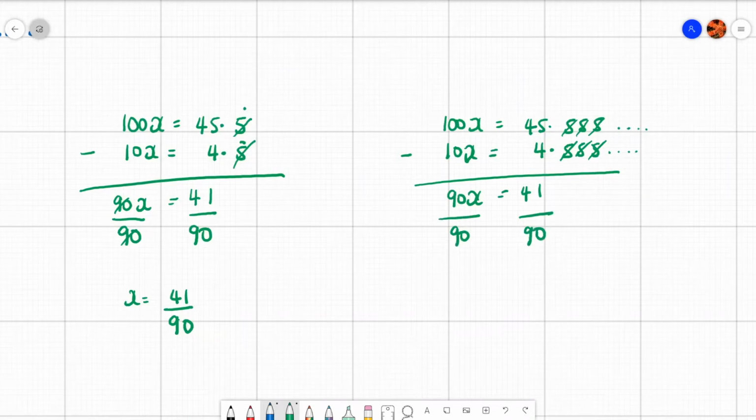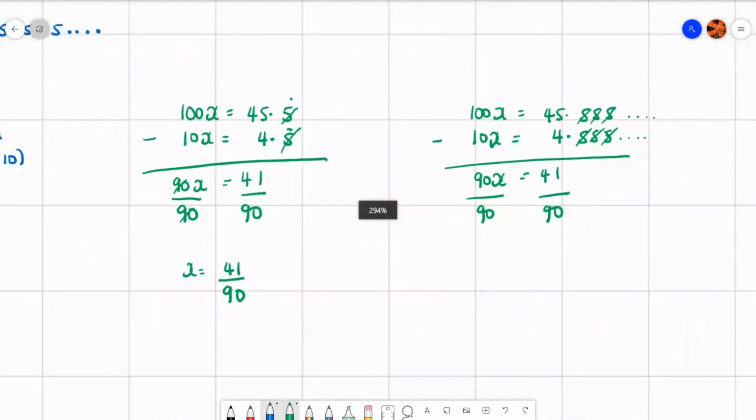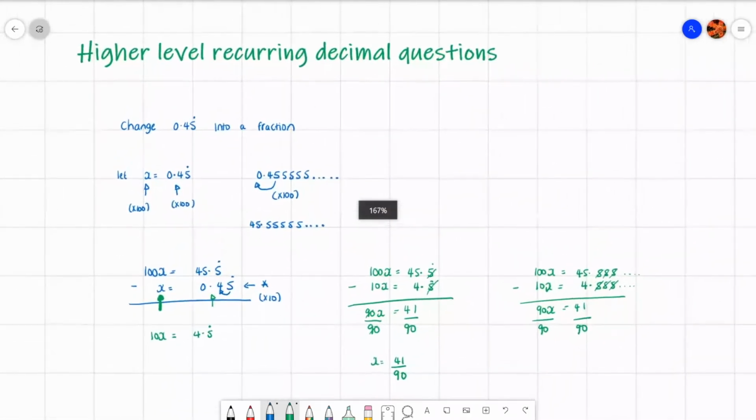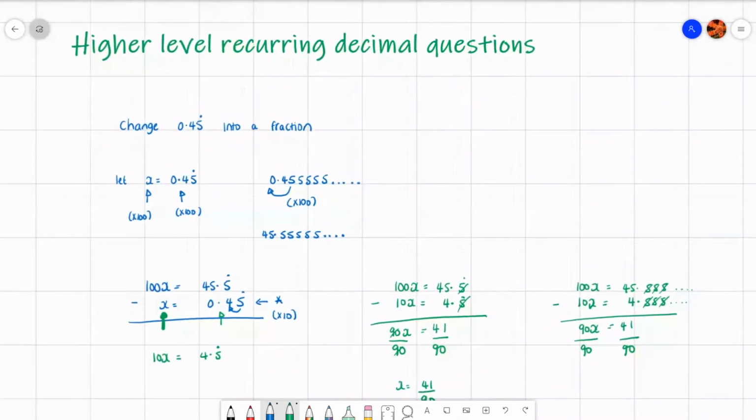Okay, so it's entirely up to you. You can write this out in full, or you can write it out in short form, and you can cancel them either way. Or you can subtract to start, like we did in the first method. That was our lesson on changing a recurring decimal into a fraction, a high-level question. This is a question that will be expected of you to answer if you are aiming for a higher level, such as a grade 8 or a grade 9.